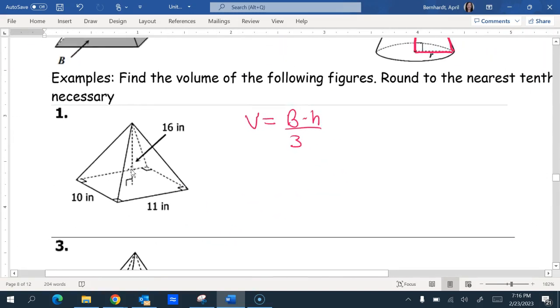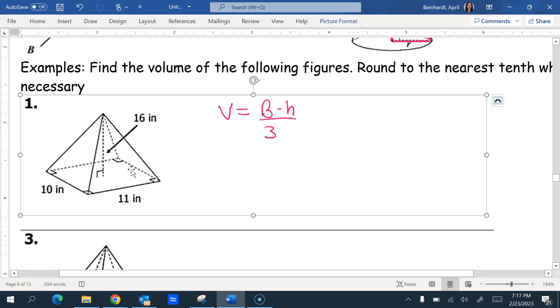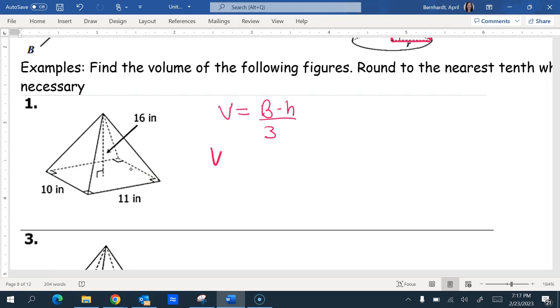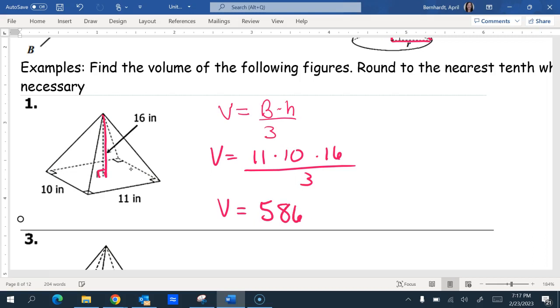All right, so without further ado, here are some examples of finding volume of pyramids and cones, and they want us to round to the nearest tenth when necessary. So for this first one, we have a square-based pyramid, so these ones are nice and easy. So 11 times 10 will give us the area of the base. Here is the height of the pyramid times 16, divide by 3, and we get a volume of 586.7, if I round to the nearest tenth, cubic inches. Pretty nice and easy with that one.